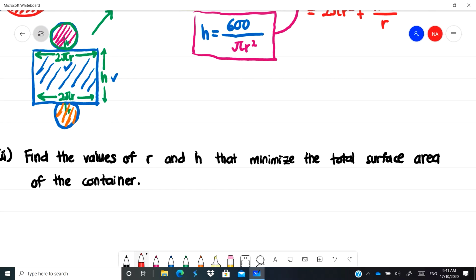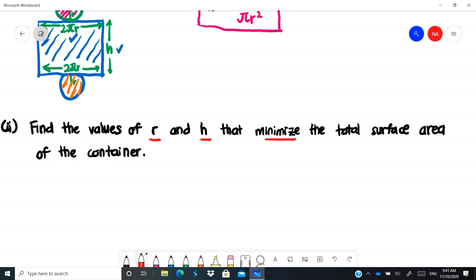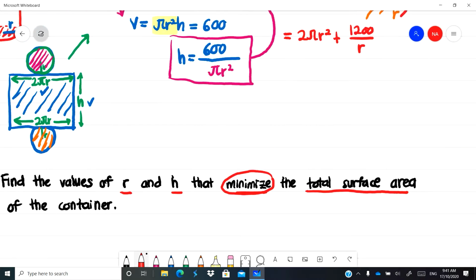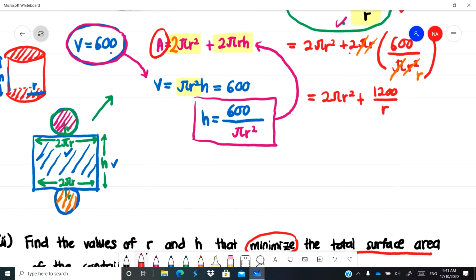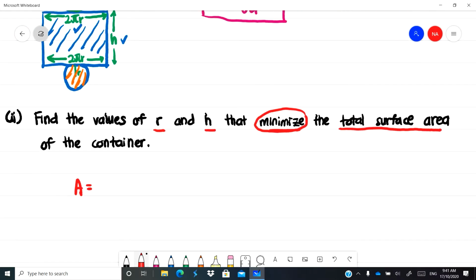Next, we're going to find the values of r and h that minimize the total surface area. So we knew that we have to minimize the total surface area, and to do that, we have to differentiate. Look at the question: it asks us to minimize the total surface area, meaning we have to differentiate the area. The formula of the area is given by 2 pi r square plus 1200 over r.